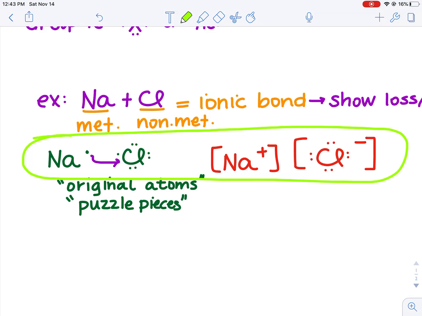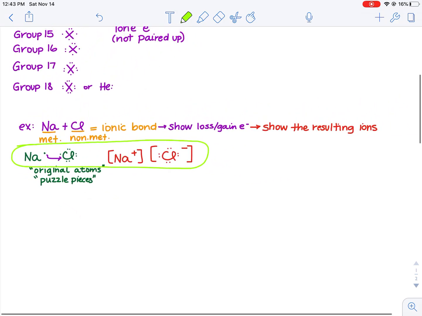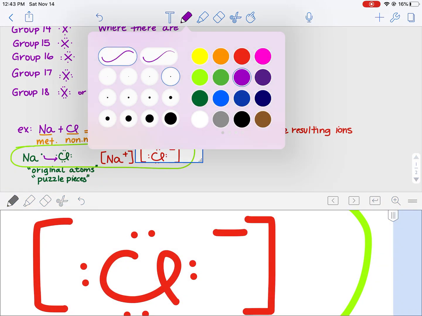And this whole thing I'm circling right now, from the original puzzle pieces to the arrow that's showing the metal losing its electron and the nonmetal gaining it, and the resulting ions in the bracket, that whole thing all together is my final answer. That's how I visualize an ionic bond. I'm showing what's happening to the valence electrons, and then ultimately the electrostatic attraction between the cation and the anion. Let's try another example.